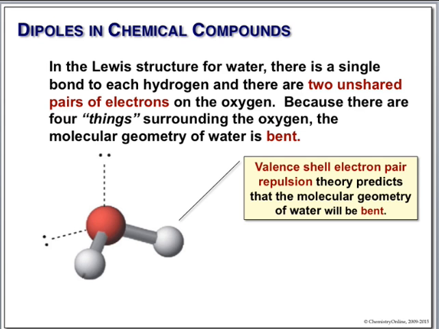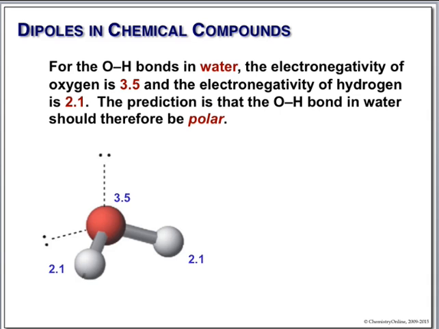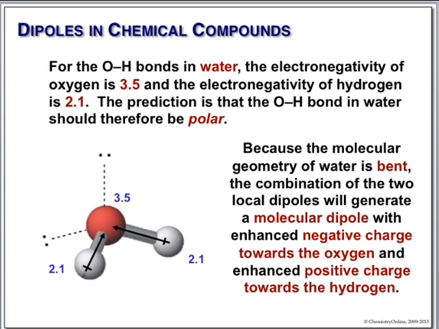Now, the electronegativity of hydrogen is about 2-ish. Oxygen is 3.5. So that means that oxygen is going to pull the electrons from these covalent bonds towards itself. That gives us 2 little dipoles along these covalent bonds. And that generates what's called a molecular dipole. Basically, that's saying that this end of the molecule is going to be positive, and this end is going to be negative.